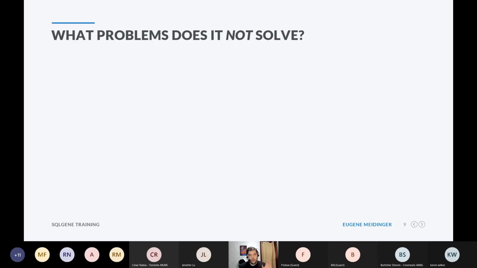So what problems does it not solve? I think there's a tendency to want to sell a piece of technology as the end all be all. But one of the things that I've learned about data solutions when it comes to Azure is that they are much more specialized and targeted than what you may be used to with a regular relational database.